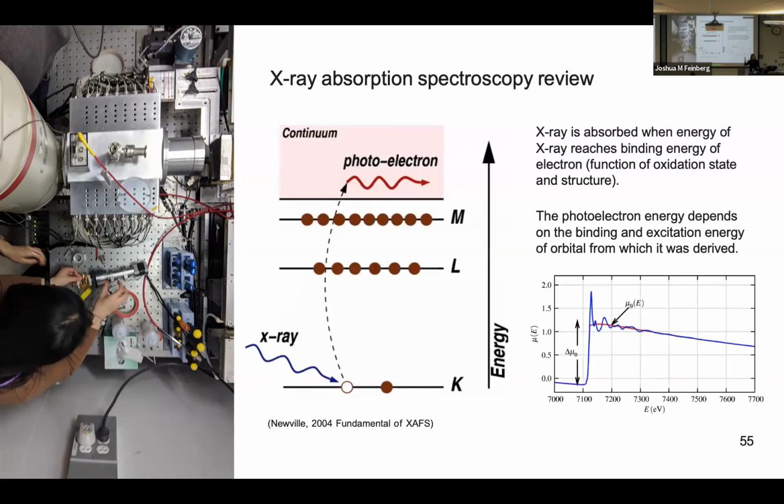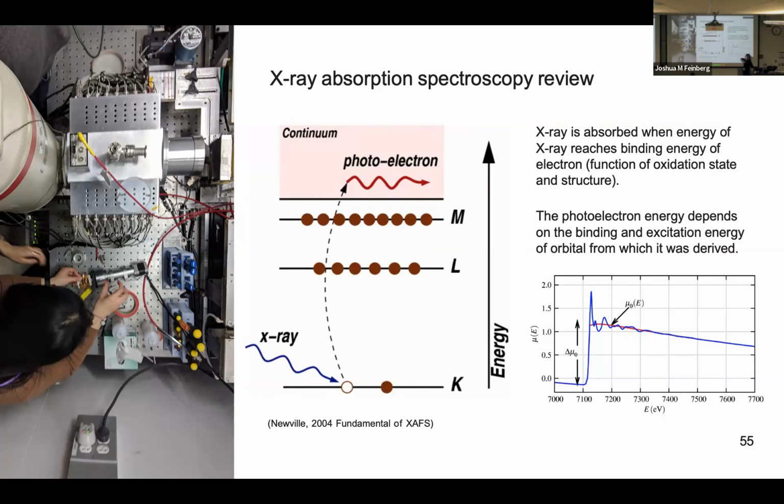And a brief review for those of you who don't think about X-ray absorption spectroscopy all the time. Essentially, when you're at the beamline, you have X-rays. If you're focused on a certain element, for example iron, when you shoot these X-rays at your sample, the X-ray is absorbed when the energy of the X-ray reaches the binding energy of the electron, which is a function of your oxidation state and structure. And this photoelectron energy depends on the binding and excitation energy of the orbital from which it was derived.